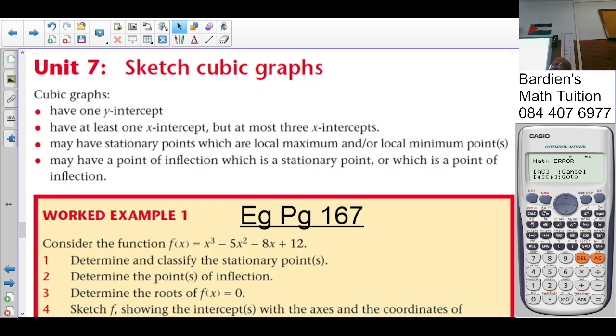Right, people, we're looking at the example on page 167. Sketch cubic graphs. So you can write this down. Cubic graphs have one y-intercept. Secondly, at least one x-intercept, but at most 3 x-intercepts. They may have stationary points, which are a local maximum and local minimum point or points. They may have a point of inflection, which is a stationary point. I'll show you that scenario now. So I'm just going to give you a chance to write that down quickly. I'm going to pause the video at this point.